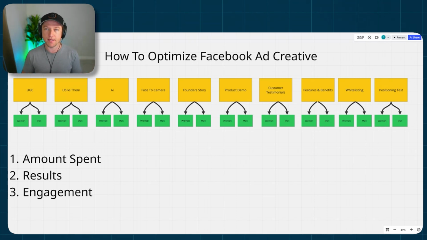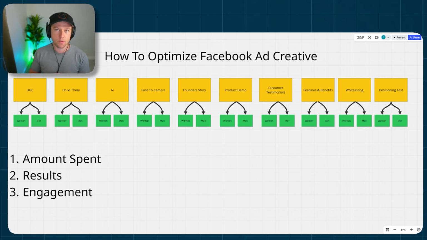This could be in combination with a UGC style of ad. So keep in mind that some of these will blend together a little bit, but the whole concept is to make sure that you have a you-versus-the-market angle there. The other one is AI. So this is another broad-ish one.